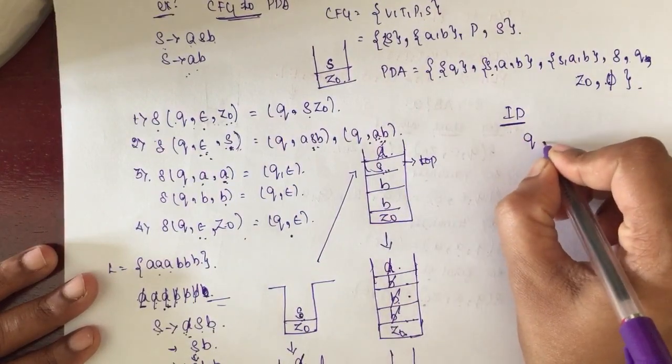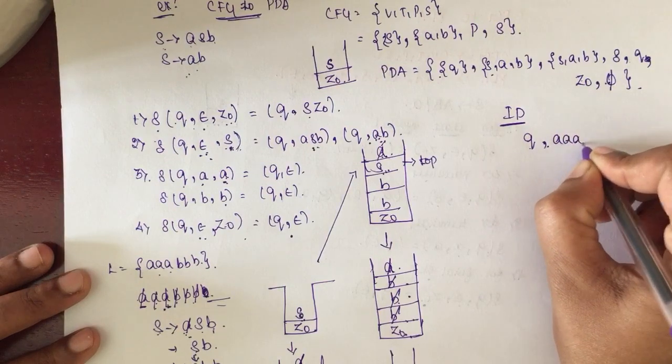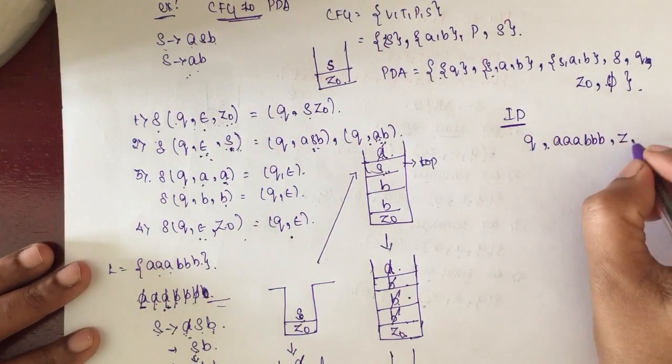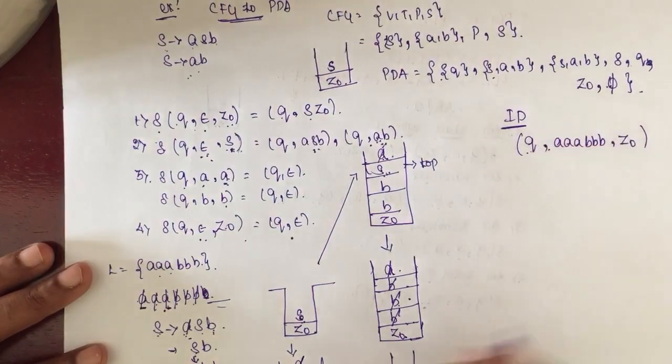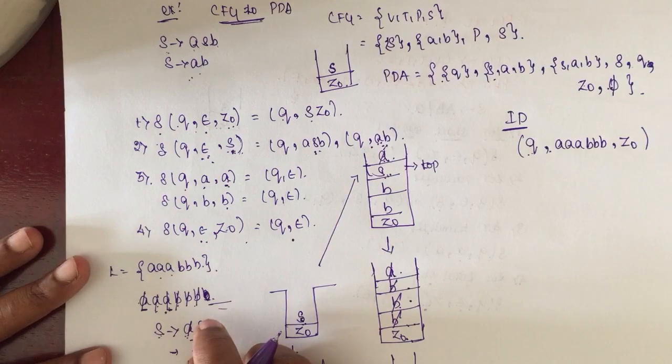We are in a state, and we use only one state, that is Q, and our input is what? Triple A, triple B, and initially inside the stack there will be only Z0, right? And this is the condition. So initially we are supposed to insert the start symbol only.